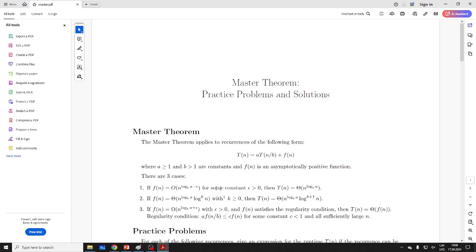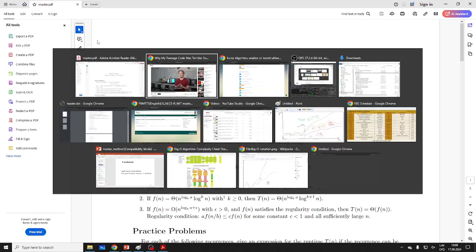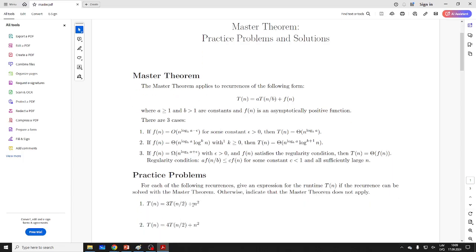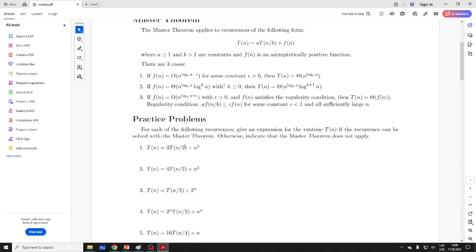Now, let's do some practice. Anyone want to do the first one, or do you want me to do the first one for you guys? I'll do the first one. We can do it on here.